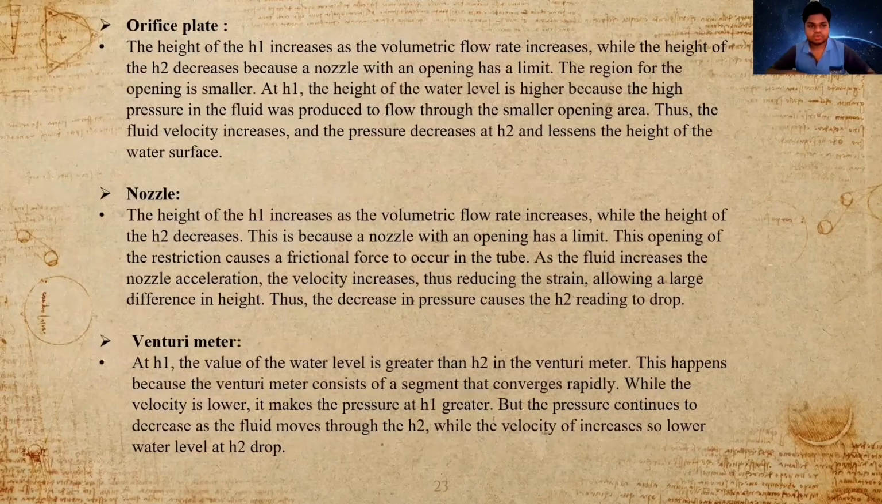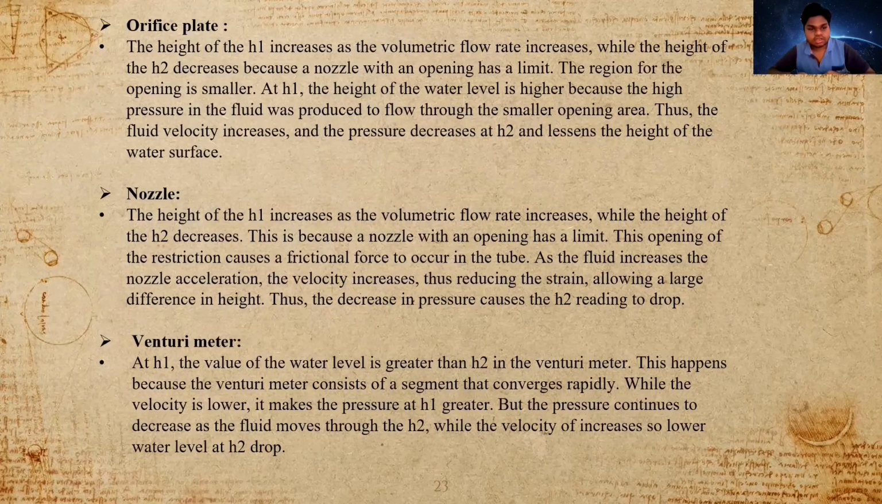So for each of the flow meters, the orifice plate, the height of H1 increases as the volumetric flow rate increases, while the height of H2 decreases because an orifice with an opening has a limit. The region for the opening is smaller. At H1, the height of the water level is higher because high pressure in the fluid was produced to flow through the smaller opening area. Thus, the fluid velocity increases and the pressure decreases at H2 and lessens the height of the water surface.